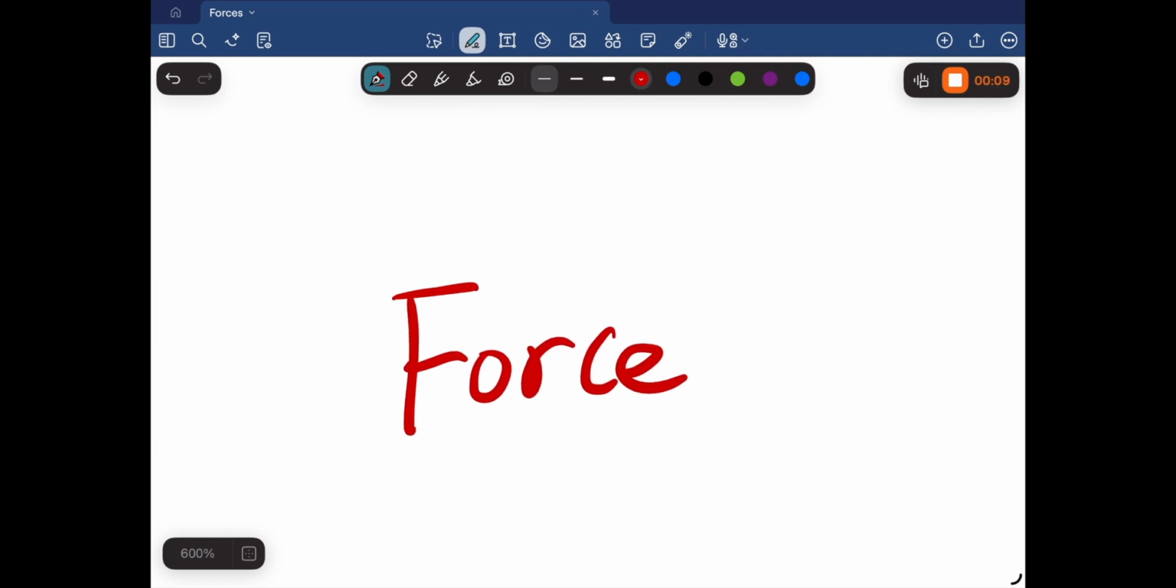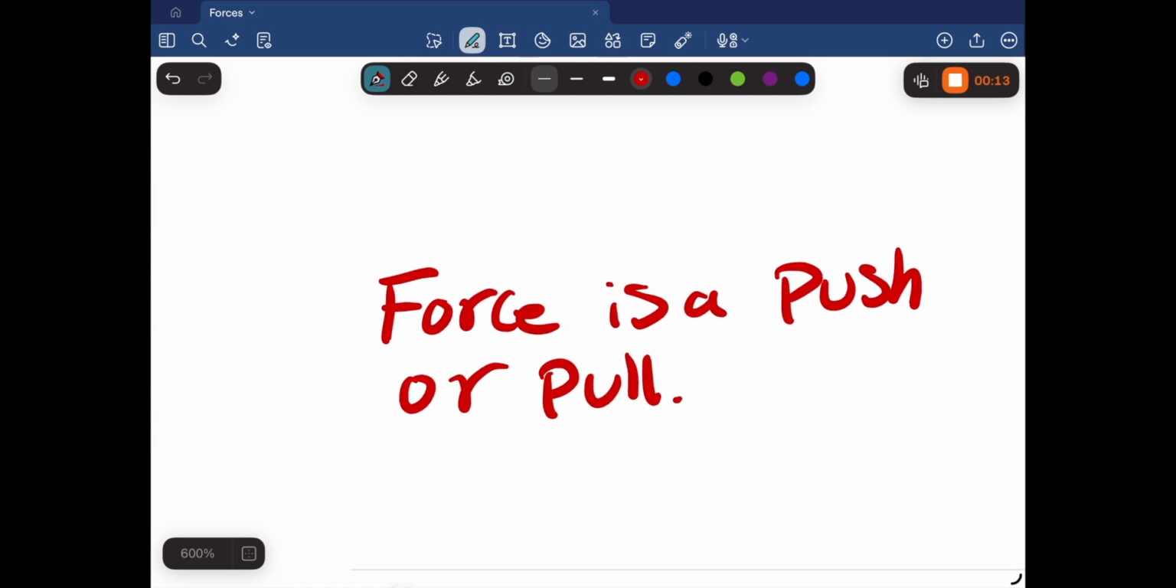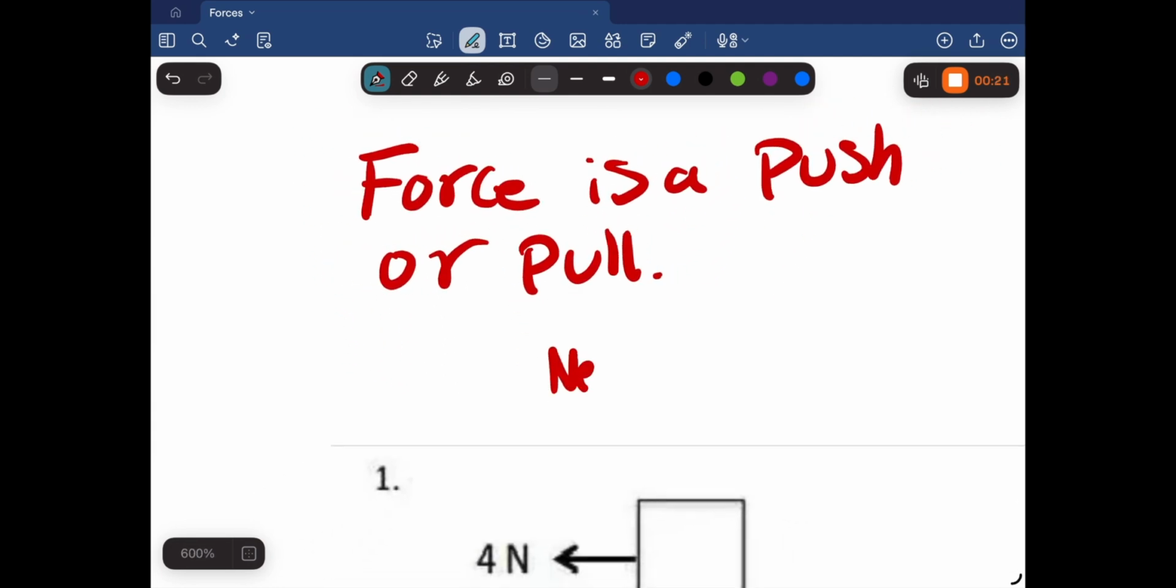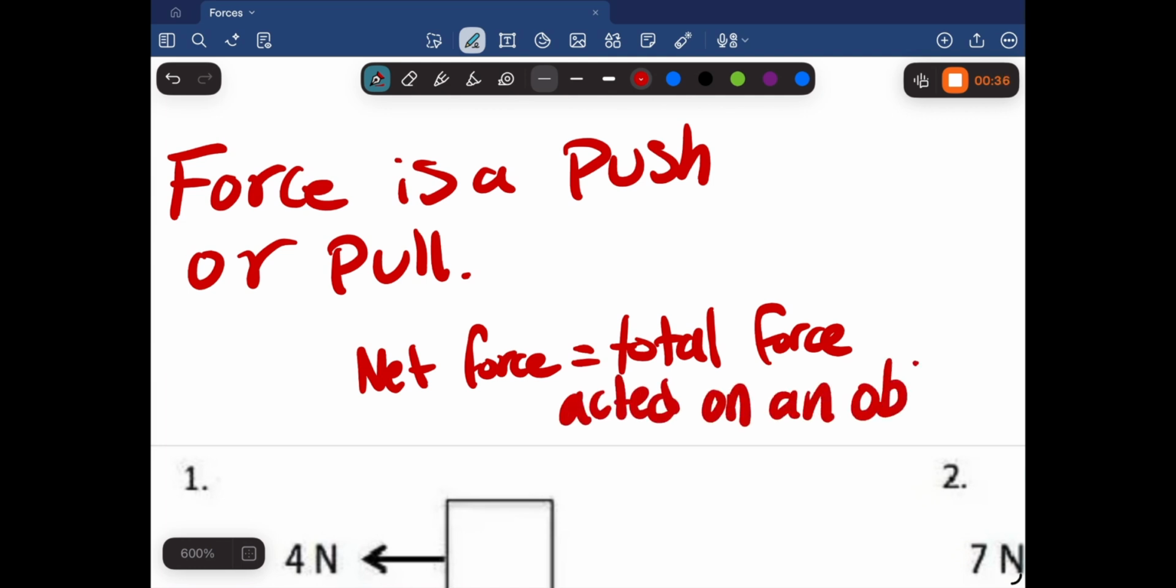So, in science class this week, we recapped that force is a push or pull. Now, when we talk about force, we also like to think about net force, which is the total force acted on an object.